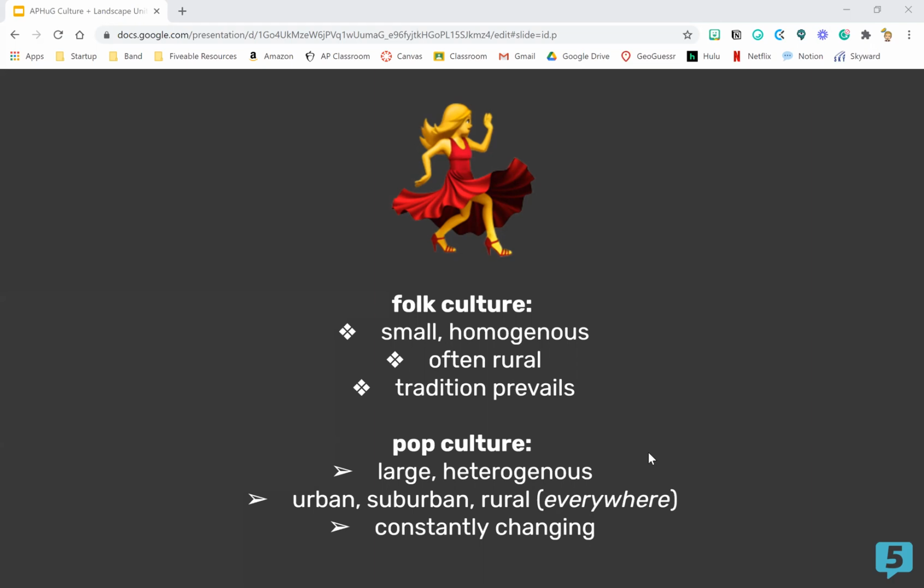And it's a small group of people. They don't usually live in cities or suburban areas because those are largely influenced by pop culture, which we'll talk about in a second. And homogenous just means everybody's very similar. So one of the easiest examples of folk culture is the Amish people of Pennsylvania. So let's see how they can fit every single characteristic that I've given.